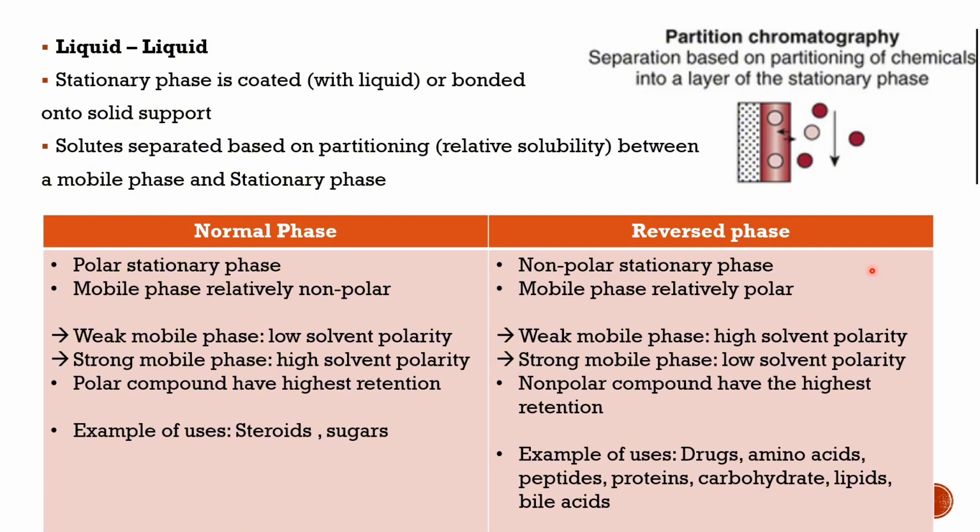In reversed phase chromatography, the stationary phase is nonpolar and the mobile phase is relatively polar. So here it's the opposite. The weak mobile phase will have high solvent polarity, but the strong mobile phase will have low solvent polarity. So the nonpolar compound will have the highest retention. It will bind to the stationary phase. Example of uses is drugs, amino acids, peptides, proteins, carbohydrate, lipids, and bile acids.